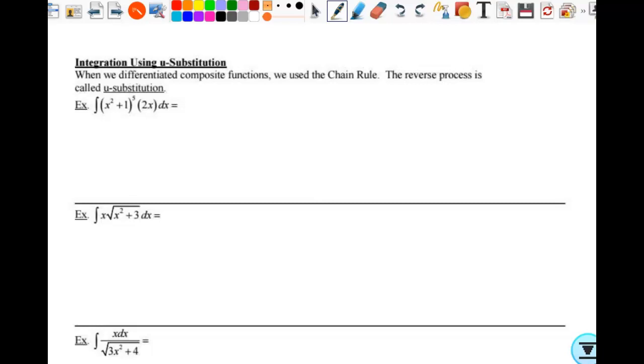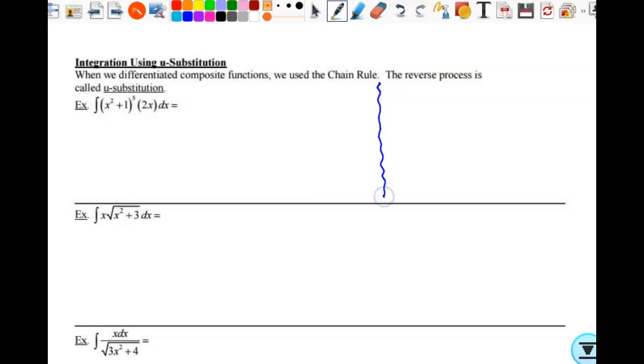Okay, so we're going to integrate, but remember that there are no integration rules. There's not a product rule for integration. There's not a quotient rule for integration. So instead, when we differentiate composite functions, we use the chain rule. So there's a reverse process called u-substitution, kind of undoing the chain rule. So let's talk about just in general what that looks like.